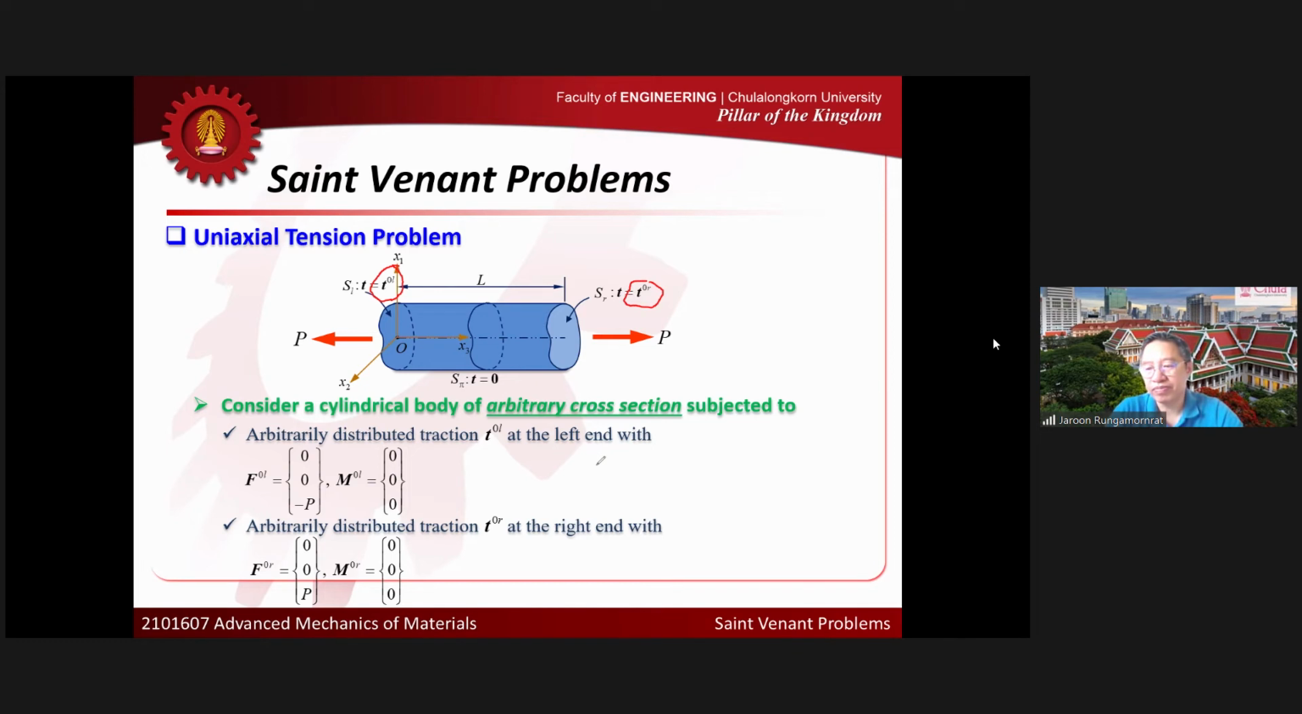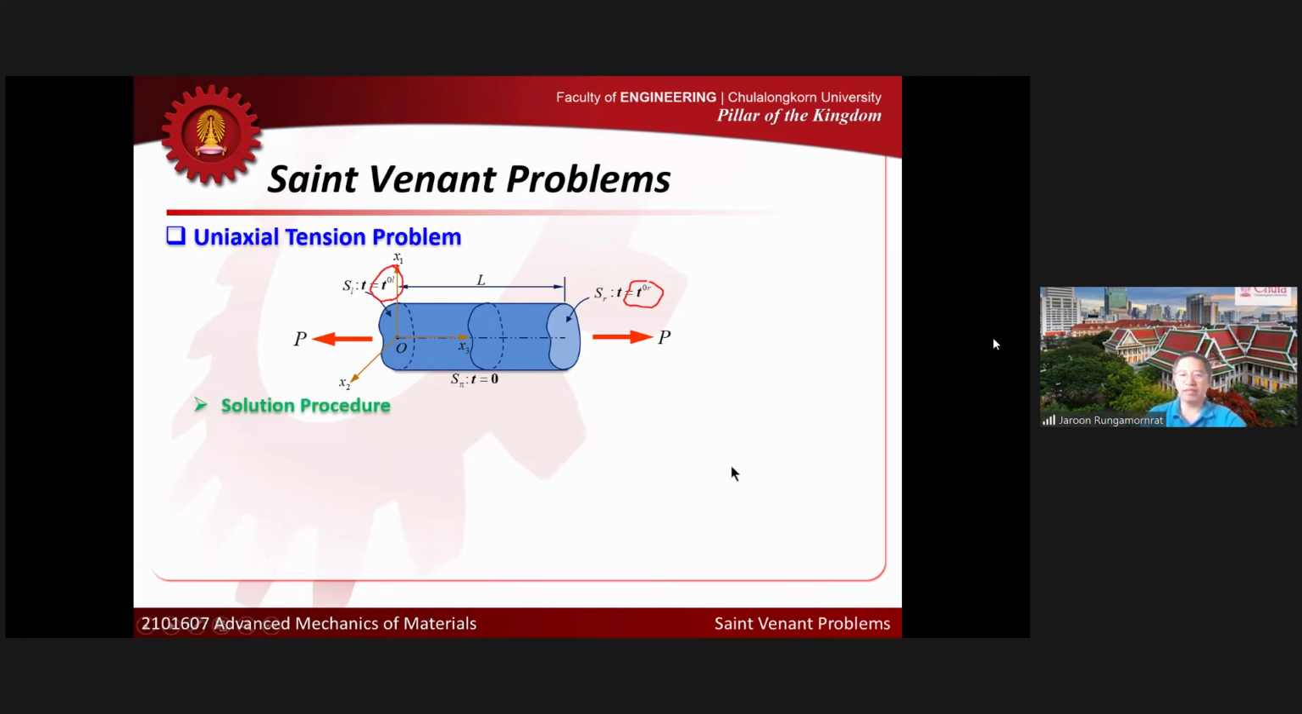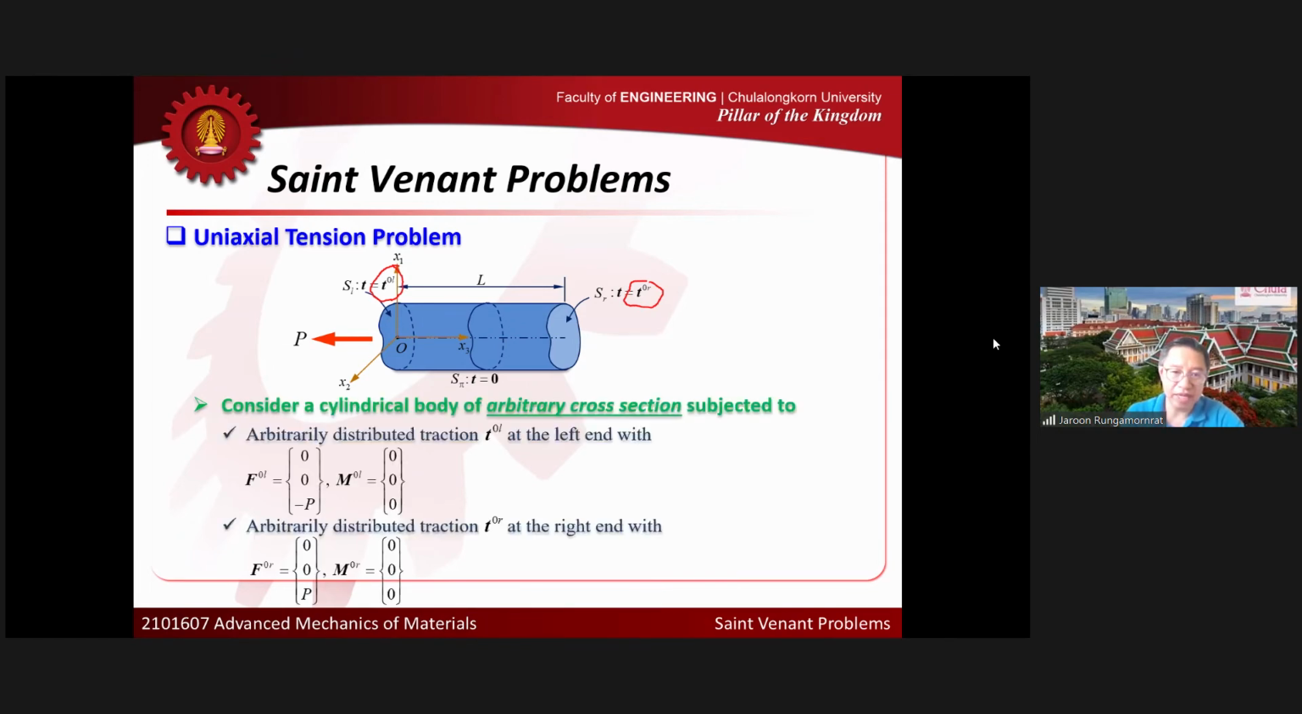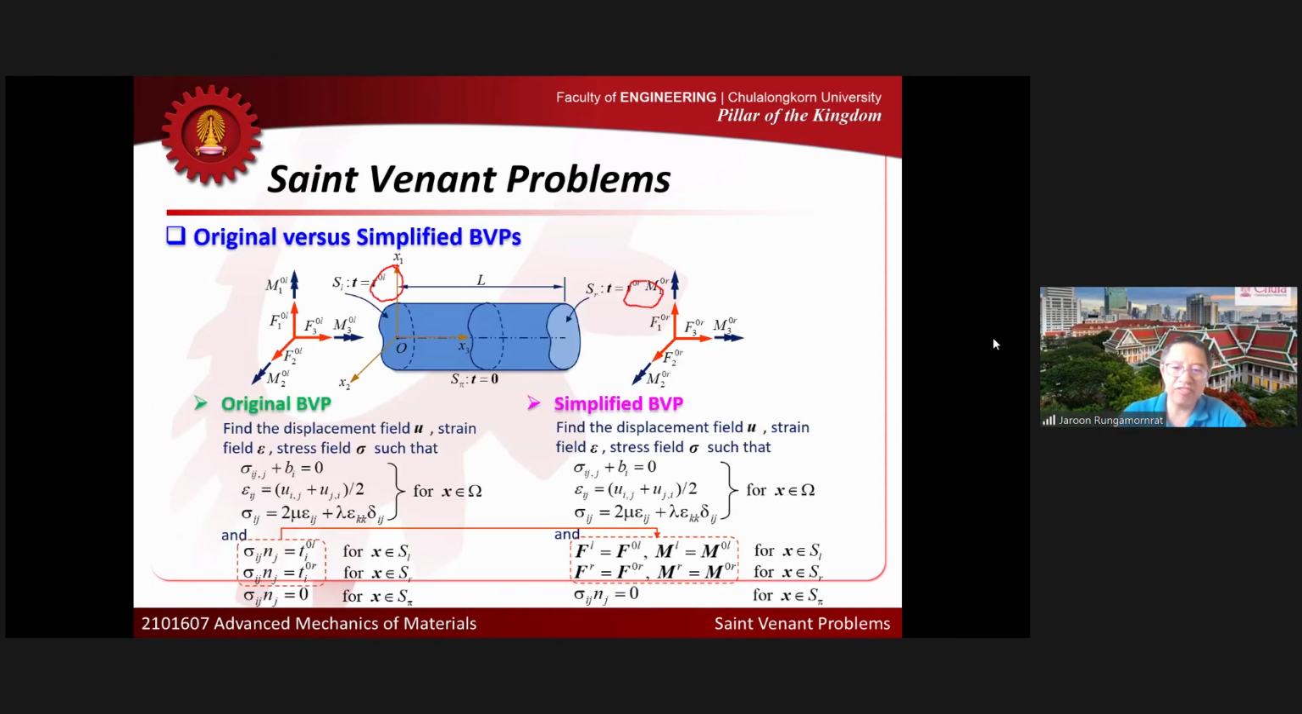How can we solve this problem? Now we already simplified the traction into the net force and moments. How can we solve this problem? I will solve this problem using the technique that I used in the previous lecture. I will not solve the equation directly. If you go back and look at the simplified BVP, to get the solution of the problem, you need to solve the governing equation and verify the boundary condition.